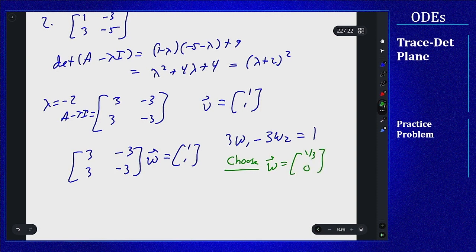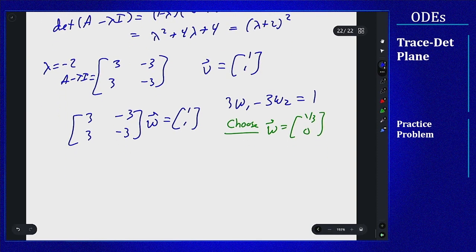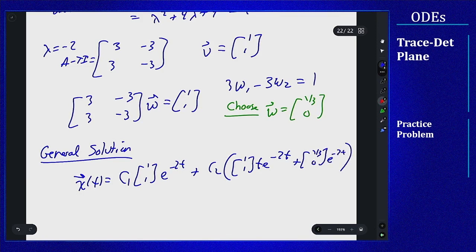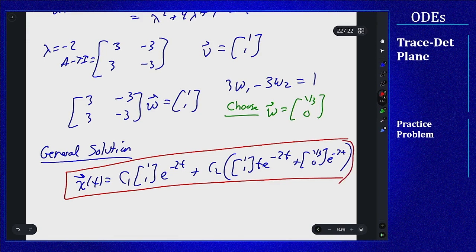Again, many other choices work here, so that my general solution is C1 the eigenvector (1, 1) e to the minus 2t, plus C2 [(1, 1) t plus (1/3, 0)] e to the minus 2t, which, as expected, is an improper nodal sink. So that is how you can use the trace-determinant plane to analyze what's going on for a system, and then verify it by actually going to find the general solution outright.